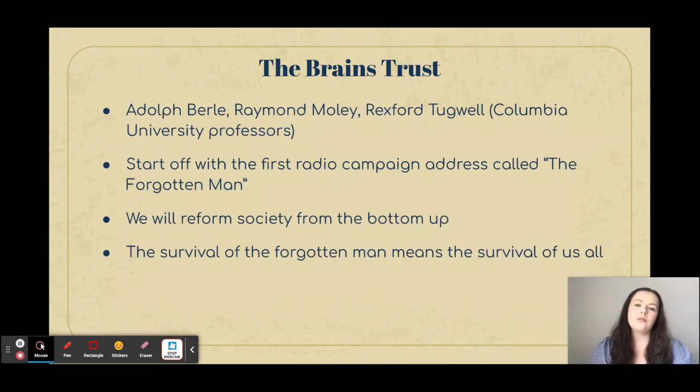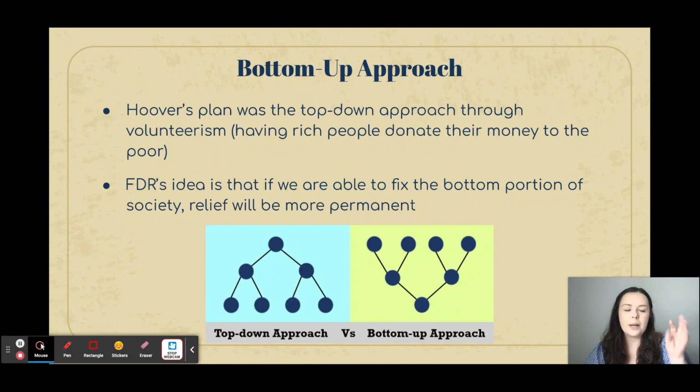So the Brains Trust themselves are Columbia University professors. They come up with this idea to do what we will call fireside chats or radio broadcasts. And the first one is called The Forgotten Man. And so they come up with this idea that will reform society from the bottom up. So survival of the forgotten man, the people at the bottom of society, is going to mean the health of the entire nation and the entire economy. So the idea is that if the people at the bottom are doing well, then everyone is doing well. We'll dive more into that. So this is called the bottom-up approach.